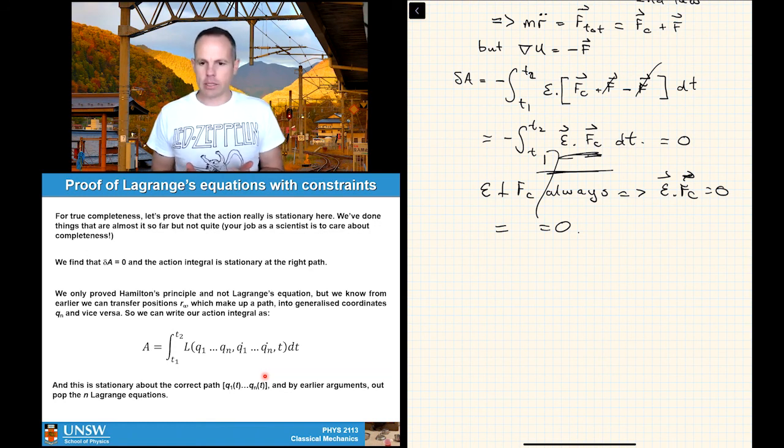It's a really nice place to stop. We've now basically derived everything we need to do basic Lagrangian mechanics problems. And so in the next lecture, what we'll do is do a bunch of problems, stepping our way from easy ones to much harder ones, and just basically spend a whole hour doing problems.